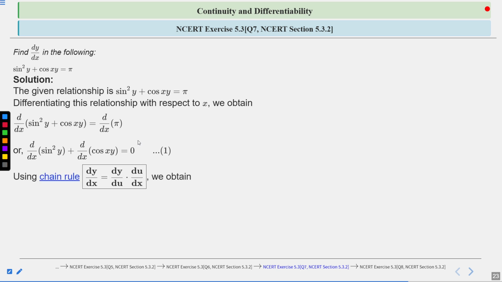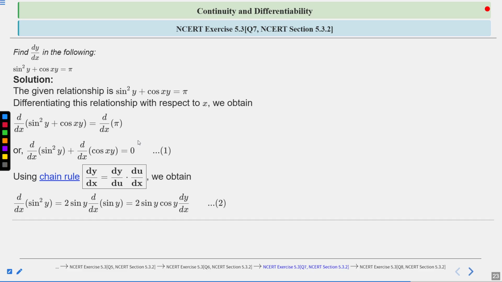Now using chain rule, which is dy by dx is equal to dy by du into du by dx, we obtain d upon dx of sin square y is equal to 2 sin y into d upon dx of sin y, which will be equal to 2 sin y cos y dy by dx, right? Let us assume this as equation 2.